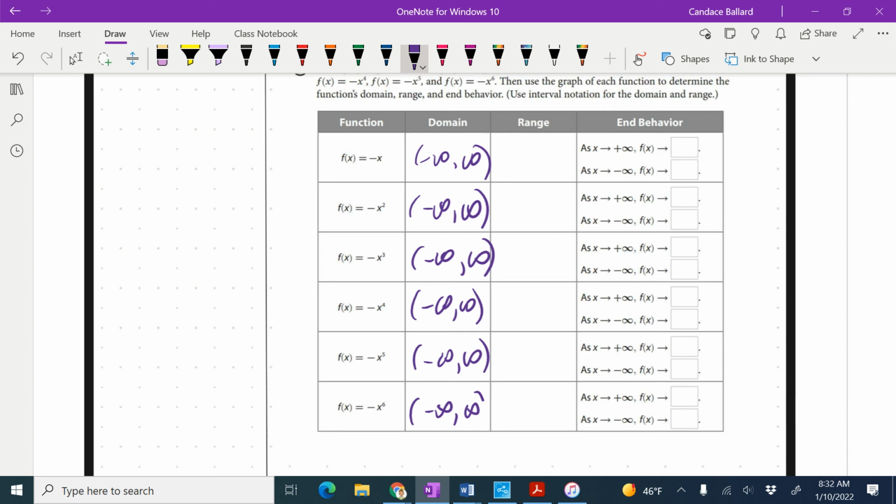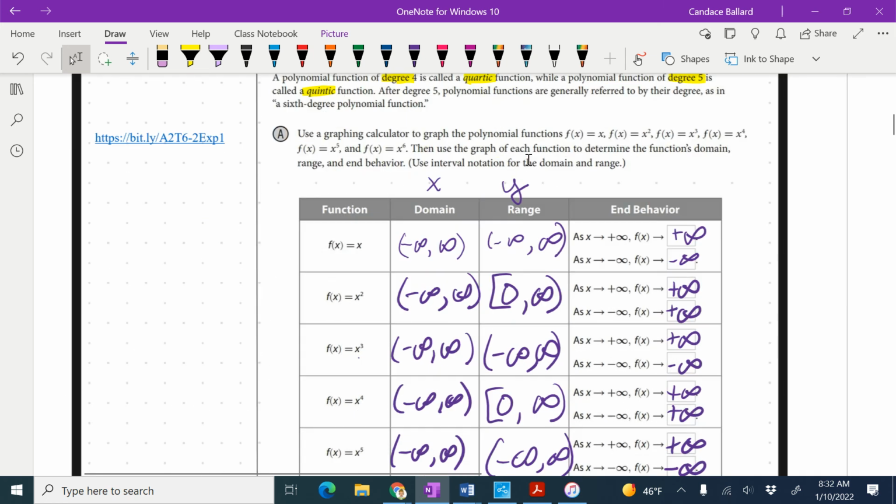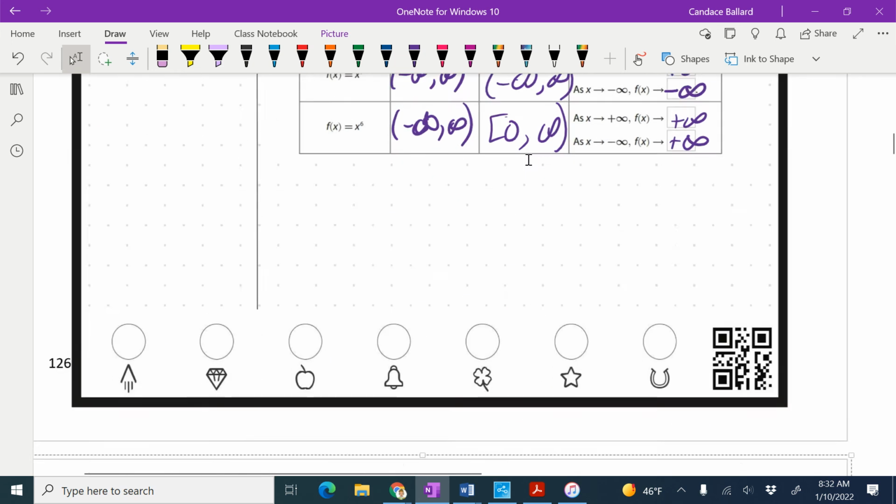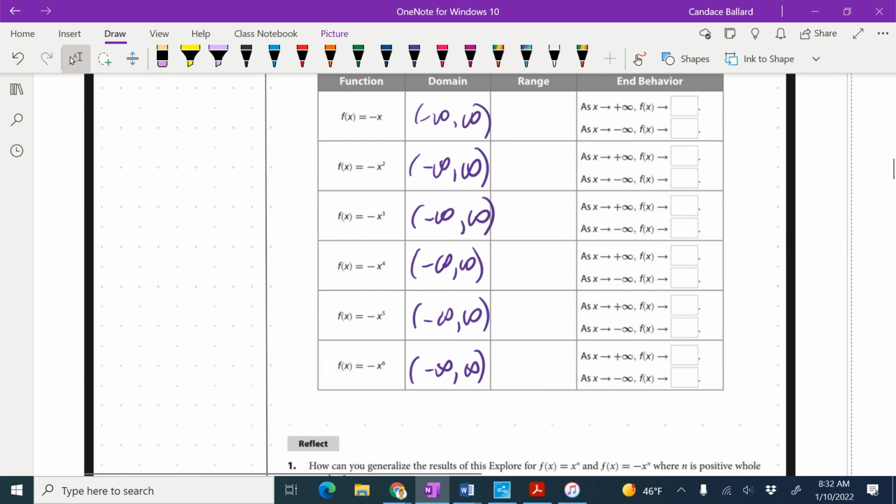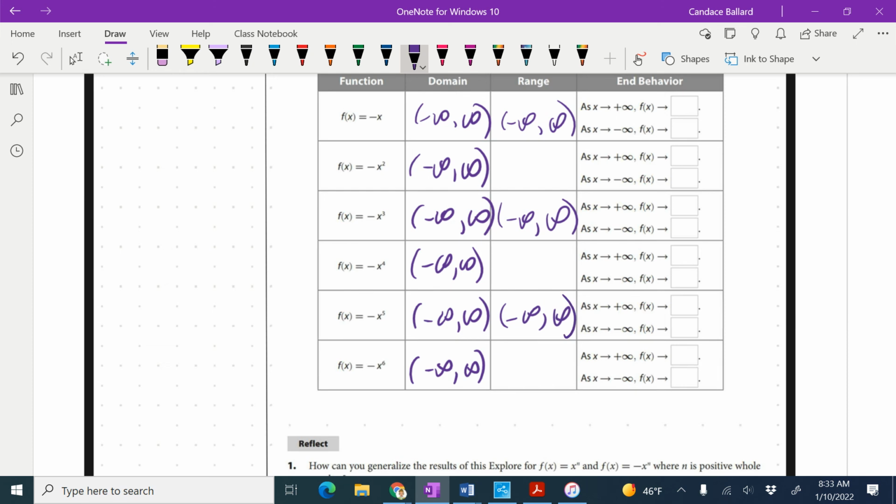What about the range? On the odd ones, was the range any different than the range on this chart here? Yes or no? Did it still go negative infinity to positive infinity on the odd ones? Yeah. Okay, so I'm just going to do the odd ones. Negative infinity, positive infinity, because there's obviously a pattern with each kind of set. Okay, let's just talk end behavior on the odd ones.